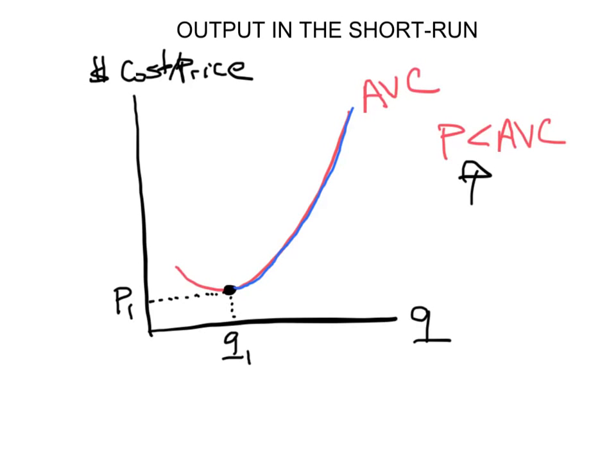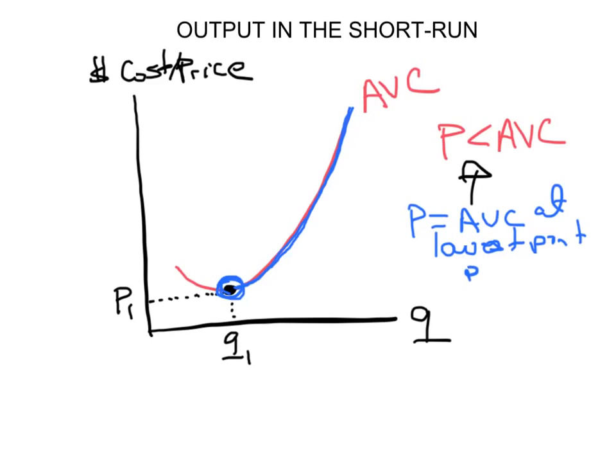You will operate and not shut down as long as you're in this part of the average variable cost curve. If you are here, you're at the borderline. You still produce, but if you fall below there, you stop producing and shut down, because it's better to shut down than to produce anything. And this borderline, where the price is equal to the average variable cost at its lowest point, is called the shutdown price.